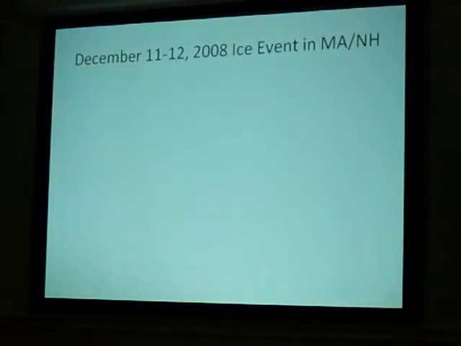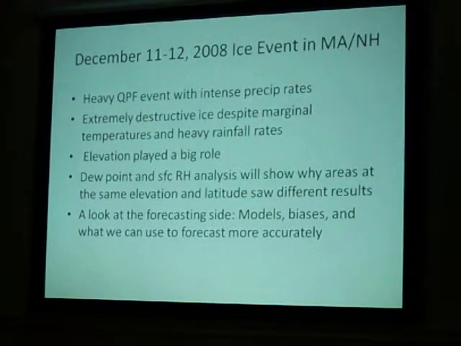Okay, now I'm going to talk about a really bad ice storm that hit Massachusetts, New Hampshire especially, but even parts of eastern New York and even extreme northwest New Jersey got hammered pretty good in this event. And of course, this is the December 11th and 12th, 2008 ice storm. And there were a lot of mesoscale forecasting things involved in this.